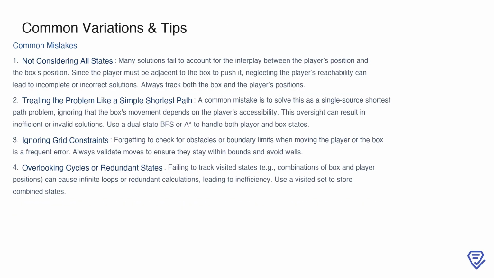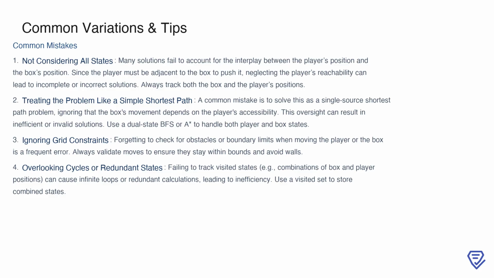When tackling this problem, one of the most common mistakes is neglecting the interplay between the box's position and the player's position. Remember, the player must be adjacent to the box to push it, so it's critical to consider the player's reachability at all times. If you fail to track both positions simultaneously, your solution may end up incomplete or incorrect. Another frequent error is treating this as a simple shortest path problem. However, the movement of the box depends heavily on the player's accessibility, so a more nuanced approach is required. Using a dual-state BFS or A* search can help manage both the player and the box states effectively.